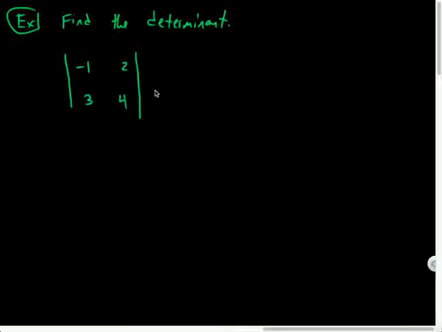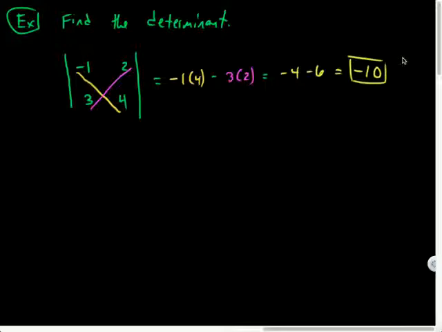Let's see. So if I want to find the determinant of this 2 by 2 matrix, what I'm going to do is multiply this diagonal, -1 times 4. I'm going to write more work out just for the sake of our notes, but typically you'll be able to do that multiplication in your head. And then I'll multiply the secondary diagonal, 3 times 2. Right? And I'm just going to go with one color from here on out. -4 minus 6, and I get a determinant of -10. Right, so not that bad.